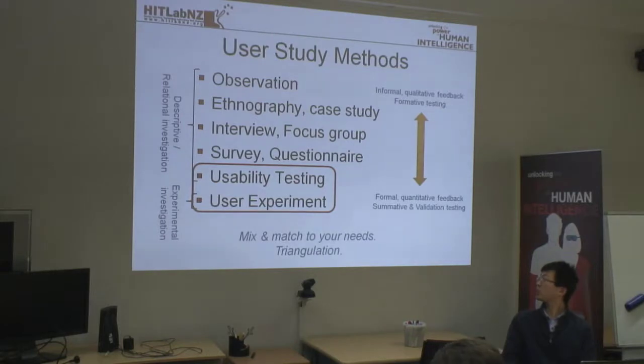So today we'll be mostly focusing on the latter two methods, which are usability testing and user experiment. As you can notice here, usability testing is still categorized under descriptive or relational investigation rather than experimental investigation. The main difference is that user experiments look into causal relationships, which cause which. If you give different interfaces, does it cause faster task completion time, for example? So user experiments focus on those causal effects. Usability testing is more into descriptive investigation, which means how useful is this, or compared to the standard, how bad is the user interface, and so forth.